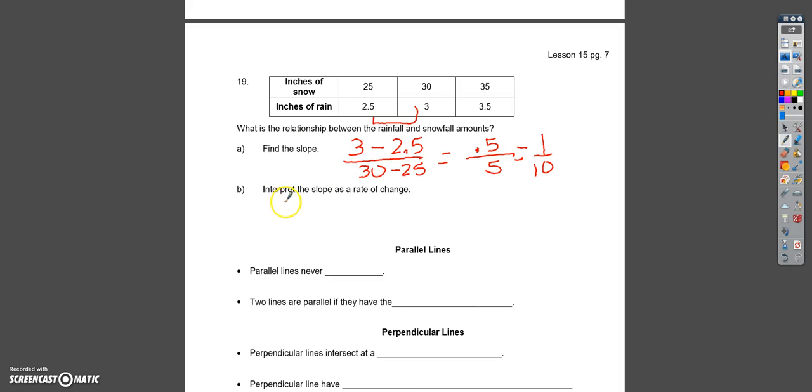So for every inch of rain, for each 1 inch of rain, equals or is the same as 10 inches of snow.